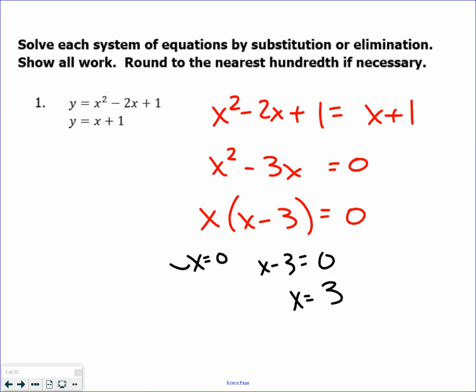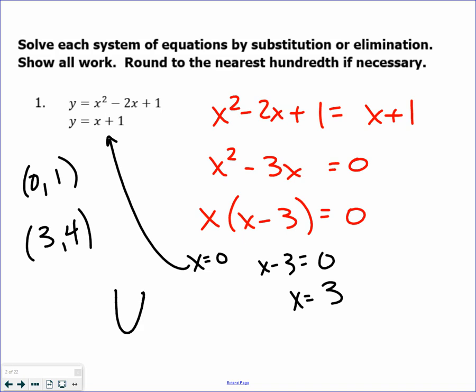So now I'm going to come back over here and put 0 in for x and get 1, and put 3 in for x and get 4. Giving you a visual as to what we're talking about, it's a parabola with a line that goes through it, crossing in two locations: (0, 1) and (3, 4).